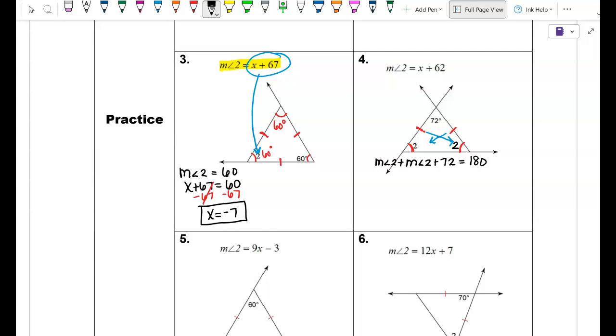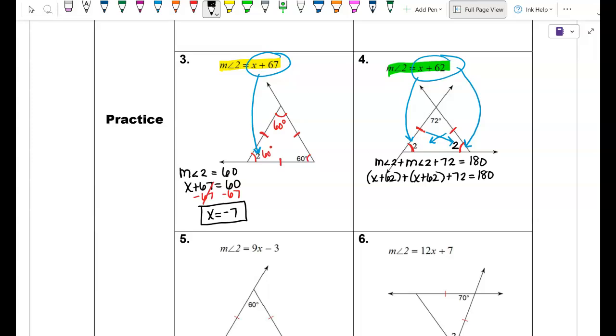So the measure of angle 2 plus the measure of angle 2 plus that 72 has to add up to that 180. Now, for the measure of angle 2, they told us the measure of angle 2 is x plus 62. So that's going to represent that angle down there and that angle down there. So really, when we substitute that in, I have the quantity x plus 62 plus the quantity x plus 62 plus 72 equals 180. So it is possible they will give an angle a name of a number. But as long as they give us what that number is worth, we can still solve it.